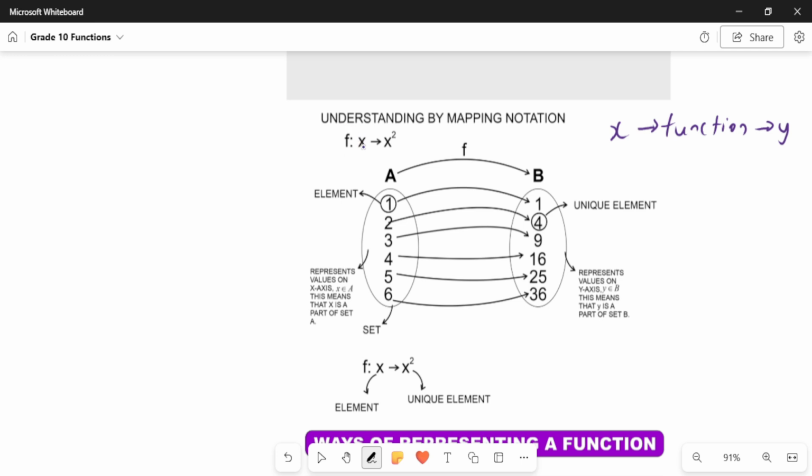So f is the name of the graph, x is the input, and x squared is what the function is. We're taking the x values and squaring them, and whatever we output is your y value. When I input 1 into this function, what do I get? 1. When I input 2, what do I get? 4. Do the same with 3, you get 9, 4 gives 16, 5 gives 25, and 6 is 36. For every input, there's an output like this. So we draw arrowheads onto each of these outputs. From this x value, it maps to 4. From this x value, it maps to 9.